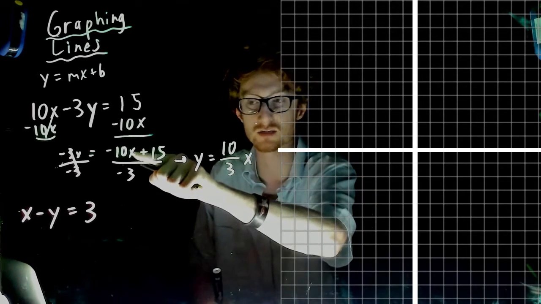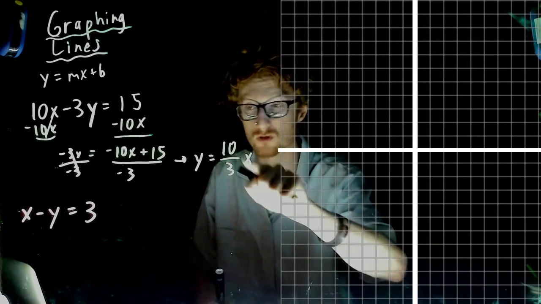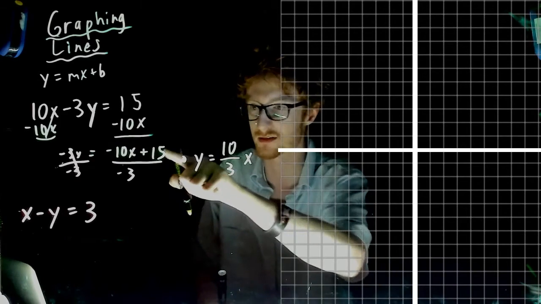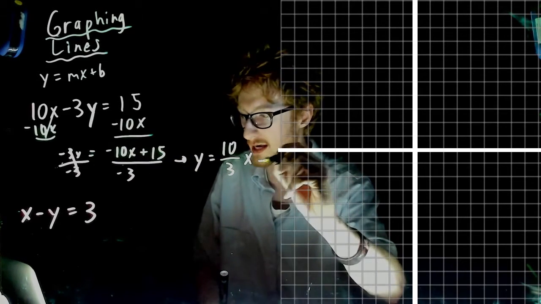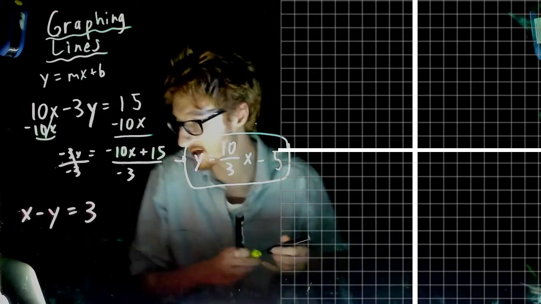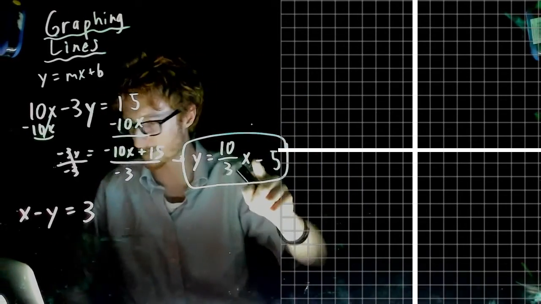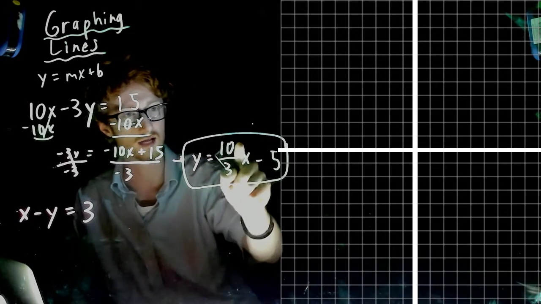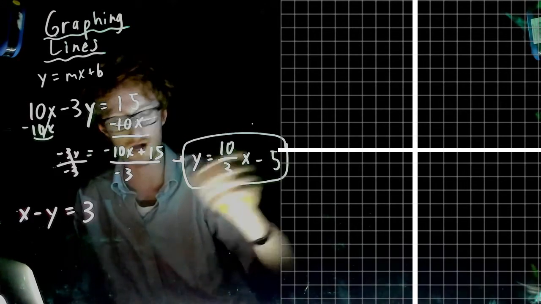Remember how I talked about the x could be right here where the 10 is, or it could be off to the side. I kind of like it off the side like this. And then 15 divided by negative 3 is negative 5, okay? So that right there is our equation in slope-intercept form. So let's recap what this would mean. This is my slope, right? Rise over run, and that's my y-intercept, okay?